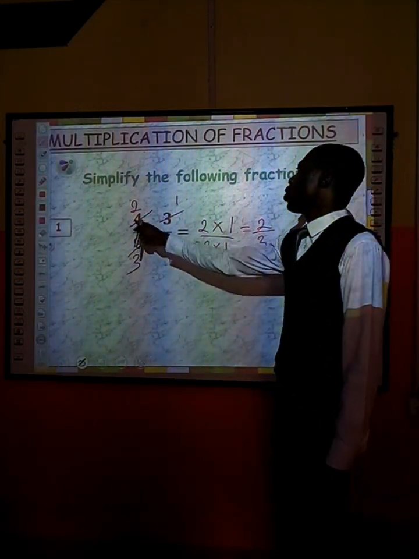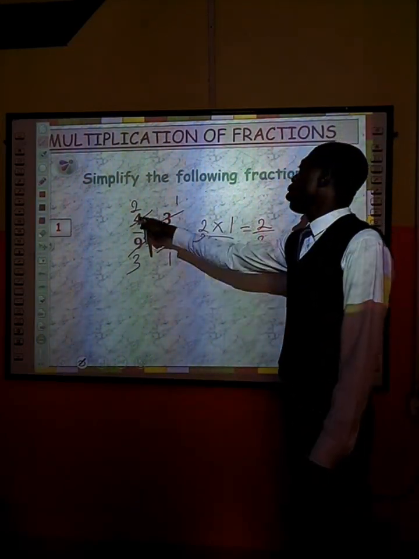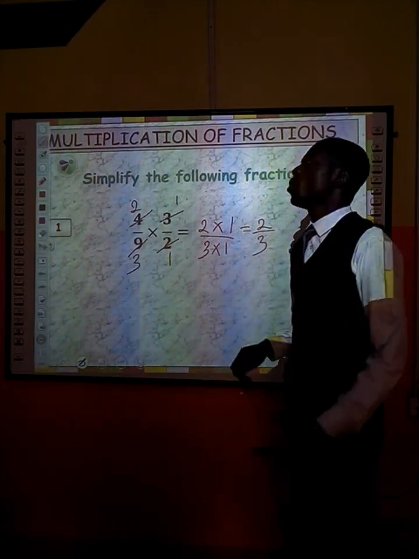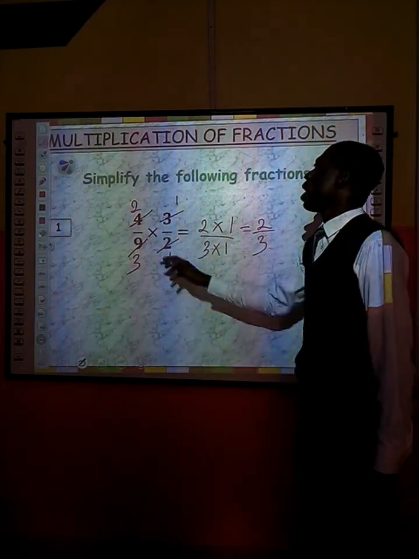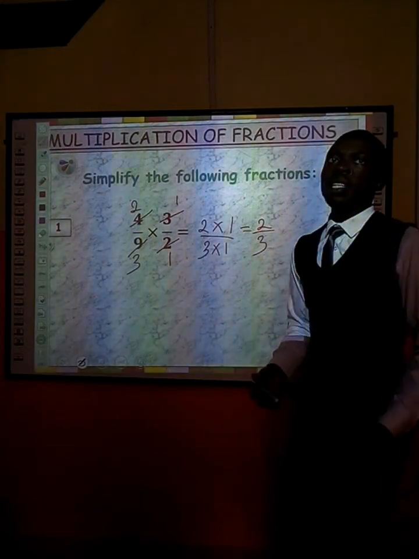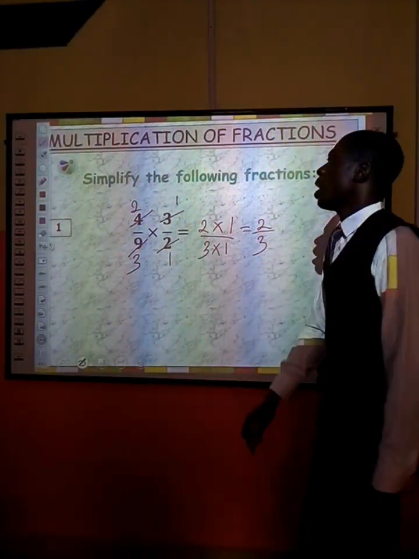If you don't want it that way, you can multiply straight before you now reduce it. Like 4 times 3, you get a 12, and then you write 12 all over 9 times 2, you are going to get 18. Then you break it down, you will arrive here.